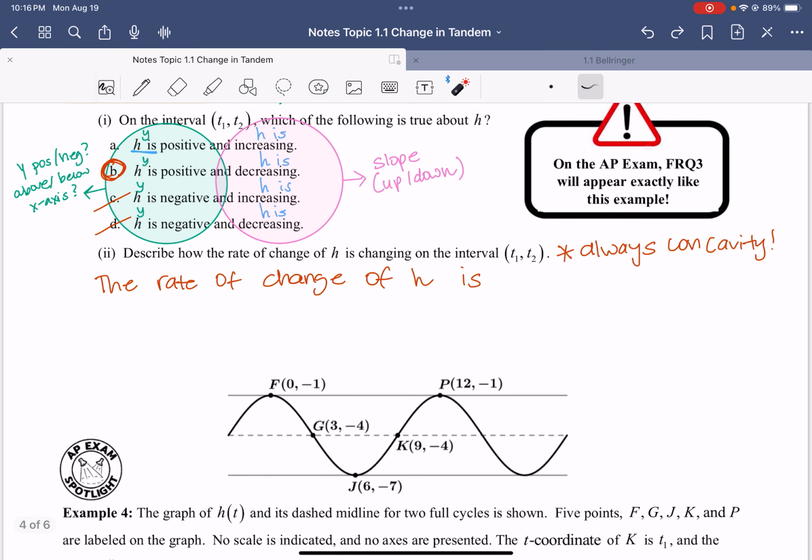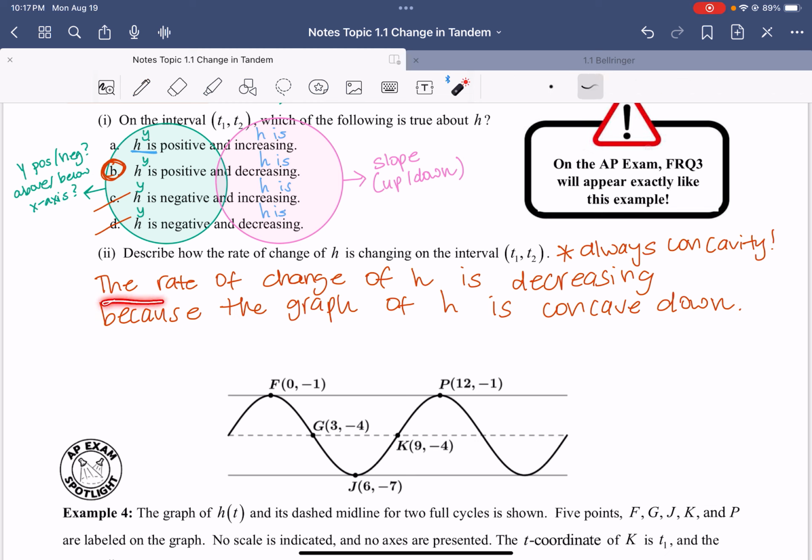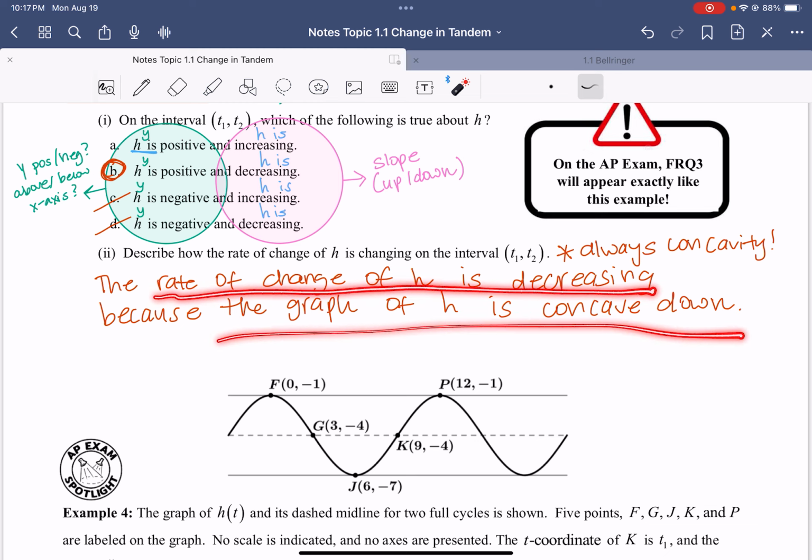The rate of change is decreasing because the graph of H is concave down. Now, to get full credit for this problem on your AP test, you have to say both parts. You can't just say the rate of change is decreasing, period. That's going to be marked wrong. You can't say the graph of H is concave down, period. That's going to be marked wrong. They need to see that you're saying the rate of change is decreasing because the graph is concave down.